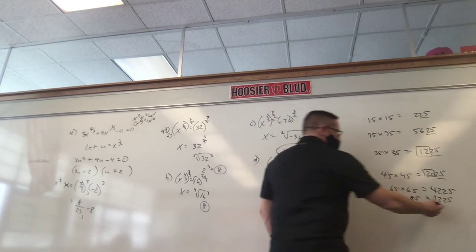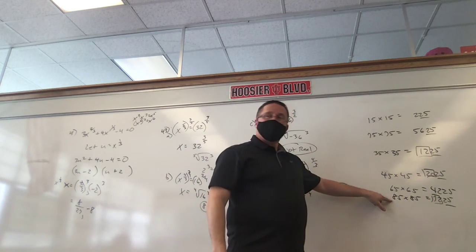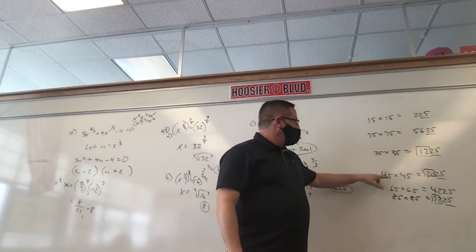It ends in 25. Where did 72 come from? 8 times 9. Where did the 20 come from on the other one? 4 times 5.